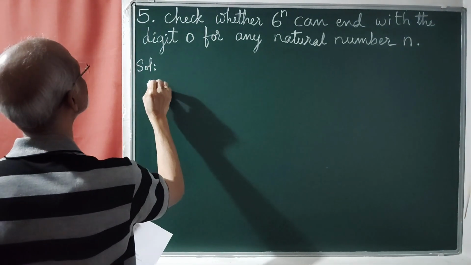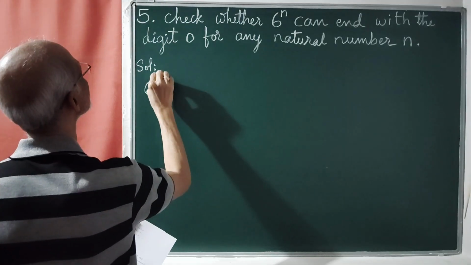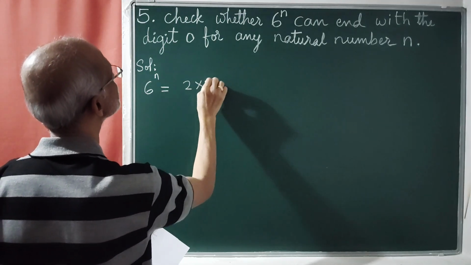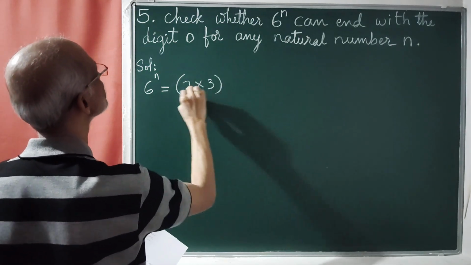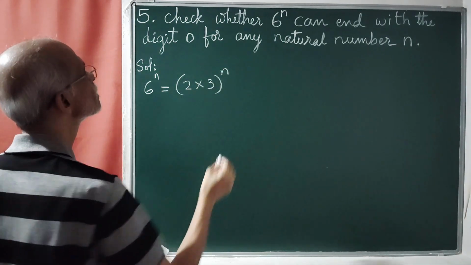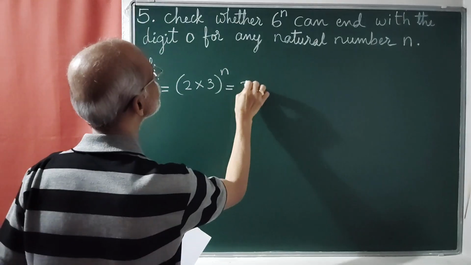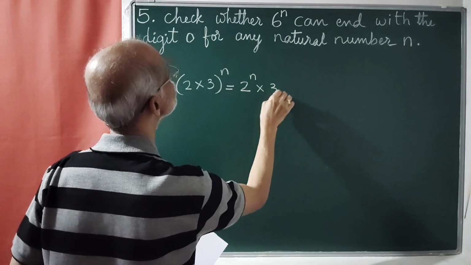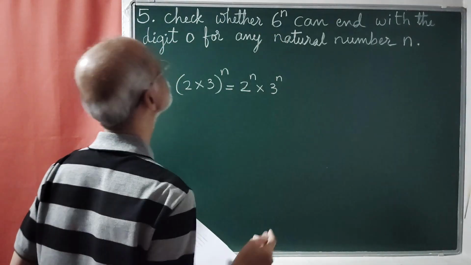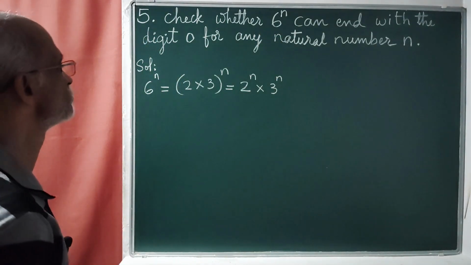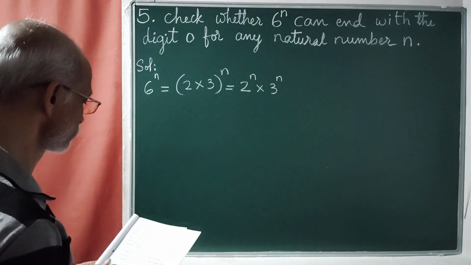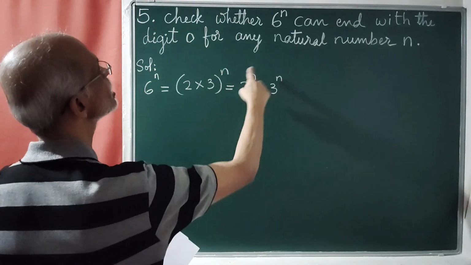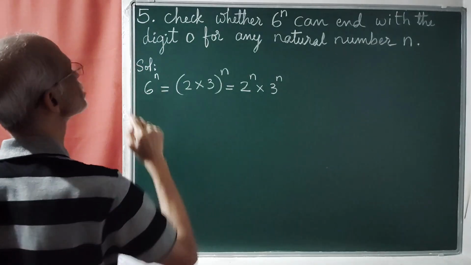Now 6 raised to n can be written as (2 into 3) the whole raised to n. This we can write as 2 raised to n into 3 raised to n. So they are the prime factors of 6 raised to n.